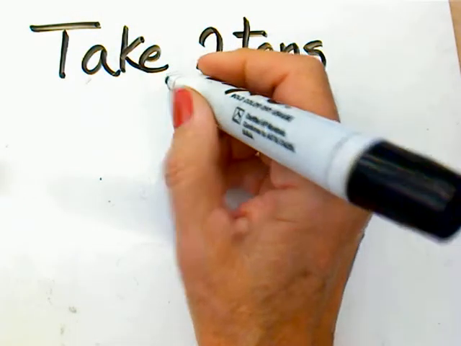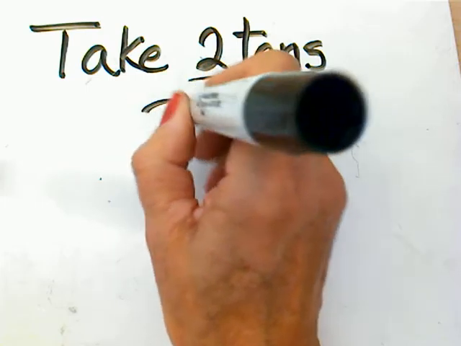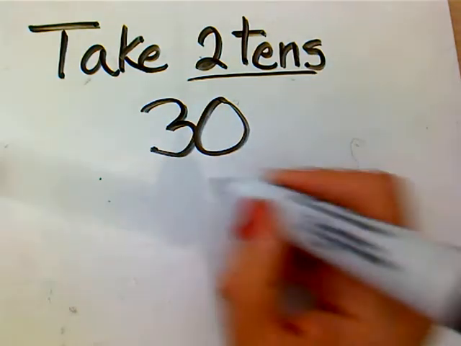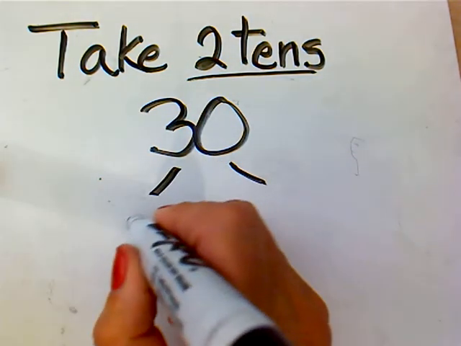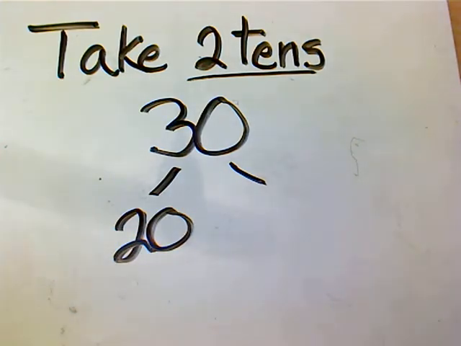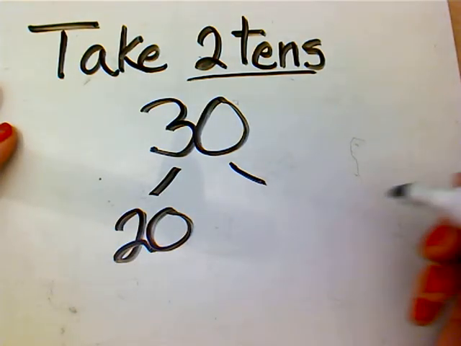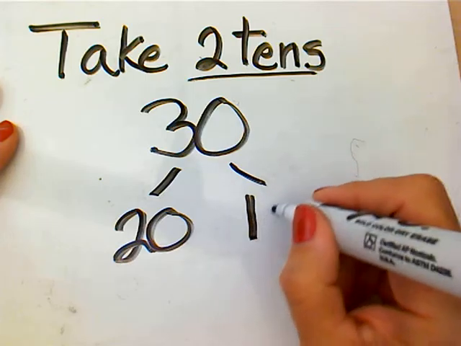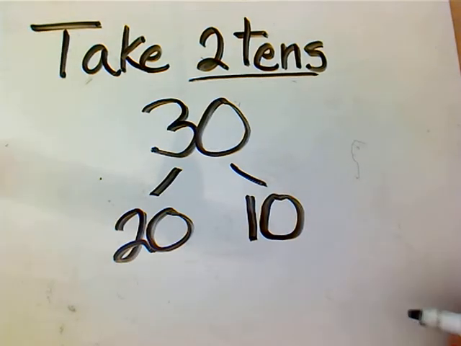Can we try another one? Let's do 30. Okay, 30. Break it into a number bond. Take 20. What would that give me on the other side of my number bond? On the count of 3, 1, 2, and 3. Did you say 10? Well, if you did, you're exactly right.